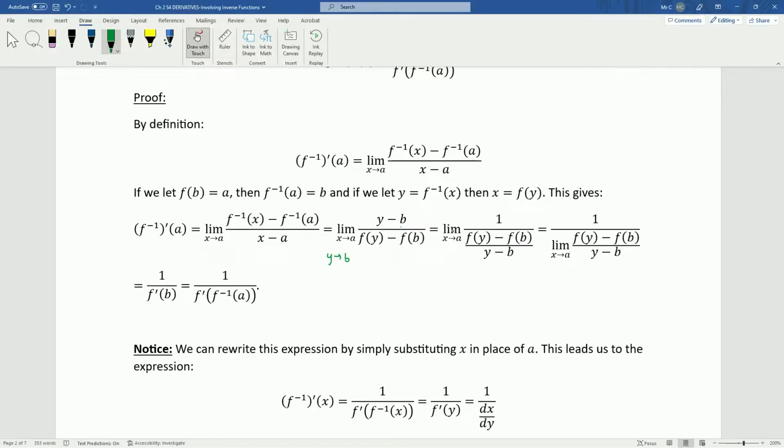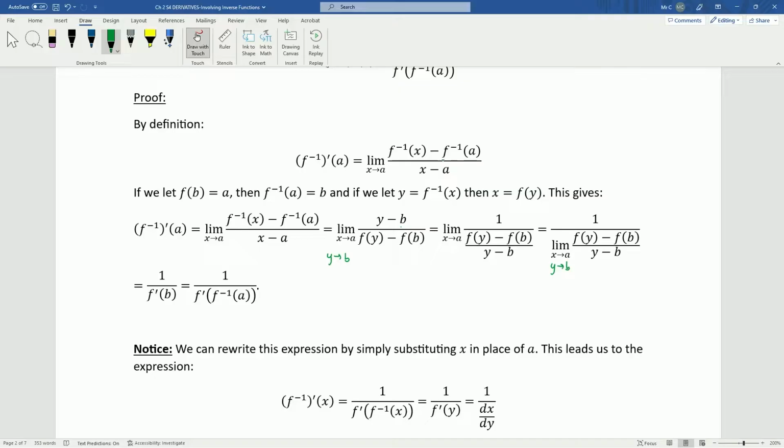And I know that I can move limits inside of the quotient, right? So this is 1 over the limit as x goes to a of this expression. But again, that's equivalent to y going to b. This expression is the derivative of f at b. So we can rewrite that as 1 over f prime of f inverse of a.